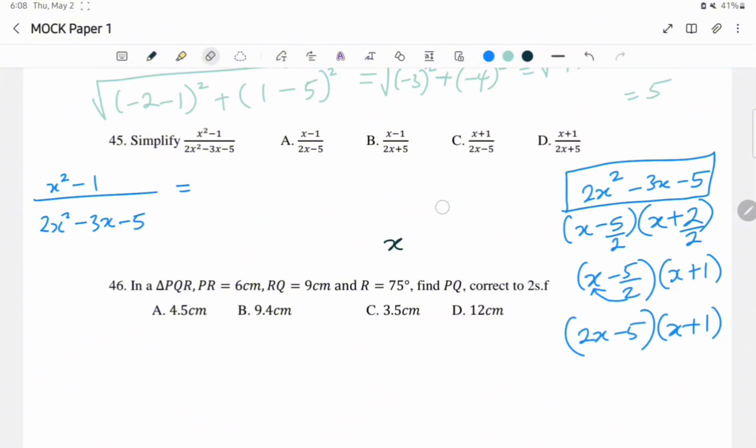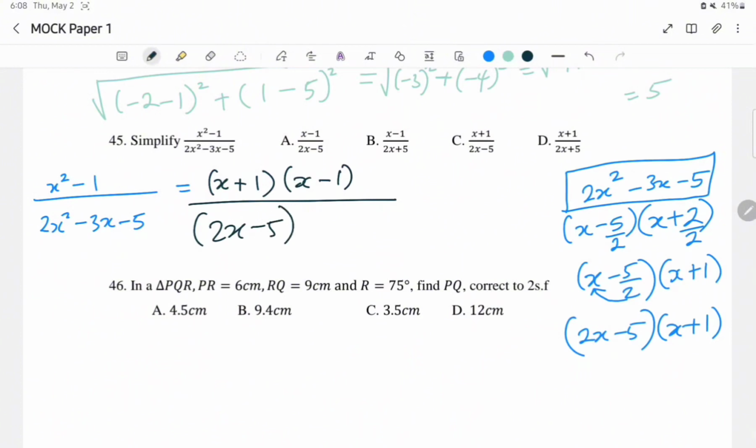Now that we factorized the denominator here, the factorization of the numerator is also simple. You open your 2 brackets, x squared is the square of x, and 1 is the square of 1. So x and 1, x and 1. One will have a plus, the other one will have a minus. That's the factorization of the numerator. For the denominator, we got (2x - 5)(x + 1). That means this x plus 1 can cancel this x plus 1. I'll be left with (x - 1) divided by (2x - 5). That's option A.